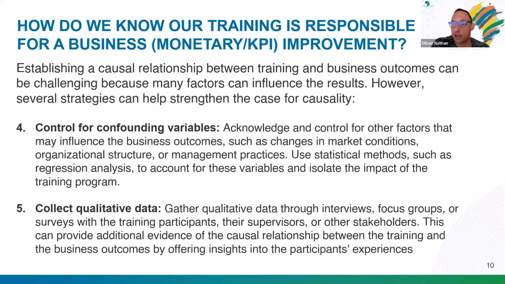There are two others that I want to mention in terms of isolating whether it was our training that was effective. Number four is controlling for those confounding variables. So acknowledging that there might be other factors that impact the business outcomes, such as changing market conditions, organizational structure, culture, management practices, etc. So we might want to do something like regression analysis. And don't ask me how to do a regression analysis. I don't know. But that's one thing that we can potentially use.